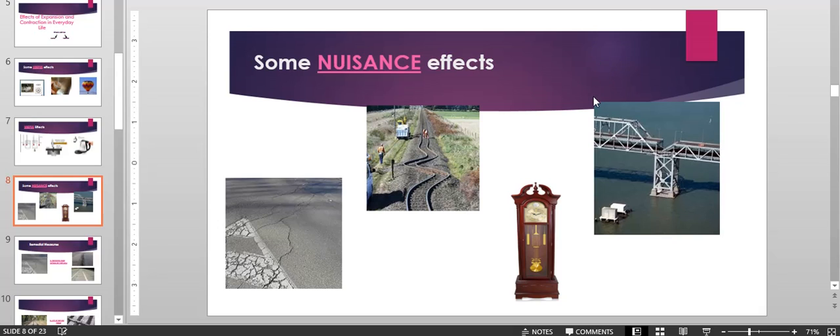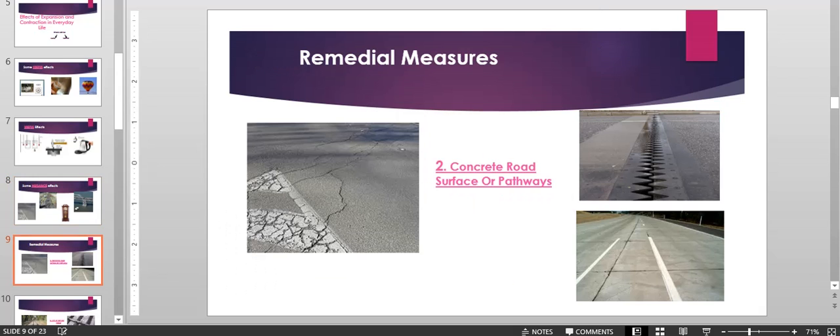So what are the remedial measures of this nuisance effect of thermal expansion and contraction? Let's see. In order to prevent the cracking or buckling of the roads, engineers now are using this metal sheet, leaving a space for the particles to expand or contract.